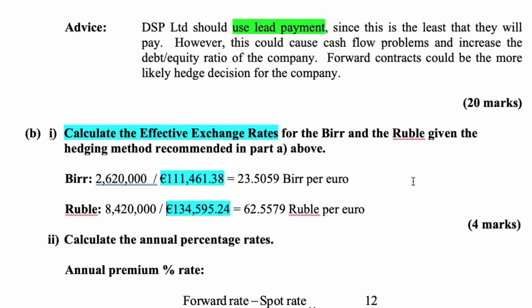You might have to do this out twice if I ask you specifically to do it for, say, 2 methods. Rarely would I ask you to do it for all the 3. But if you did, you just keep on dividing your answers that you got for each of the 3 methods, lead, forward, and money market hedge, into your amount that you're going to receive or have to pay in the foreign currency, and you should get your exchange rates. And obviously there'll be a few more marks rewarded for doing it for the extra little bit.